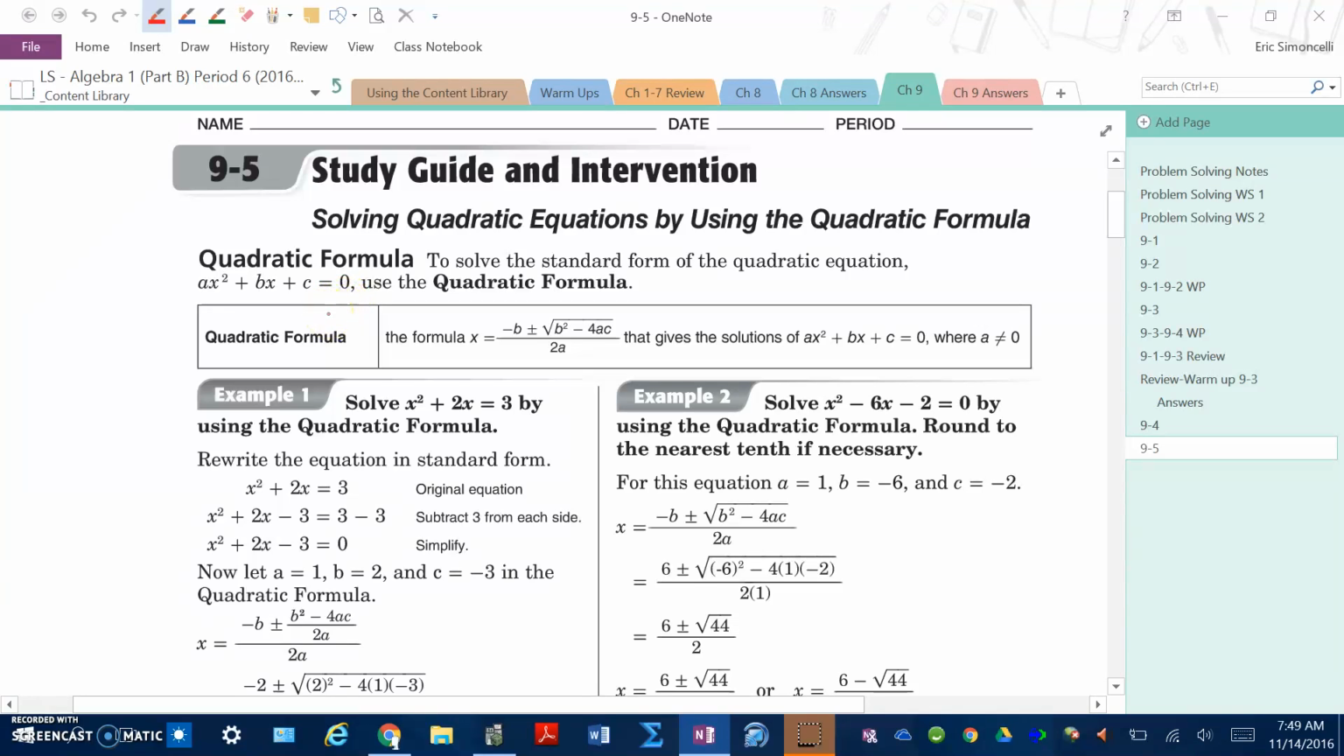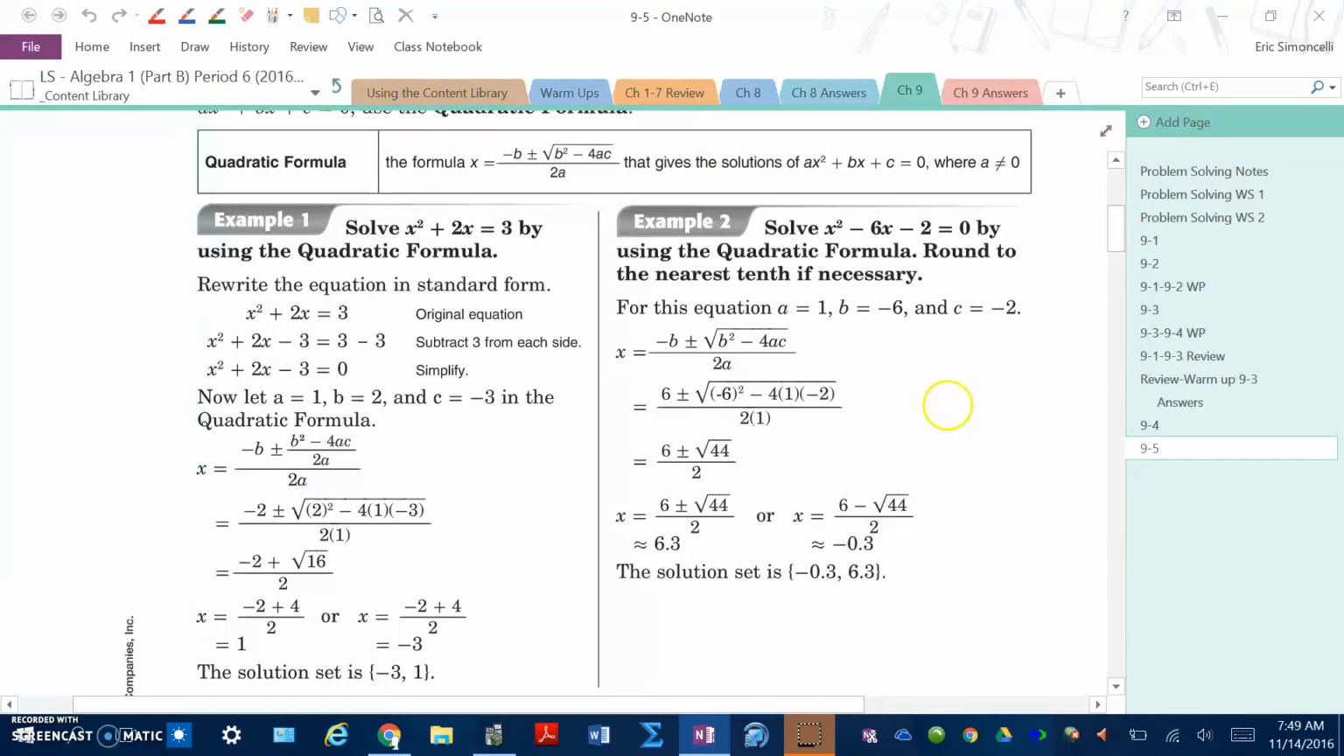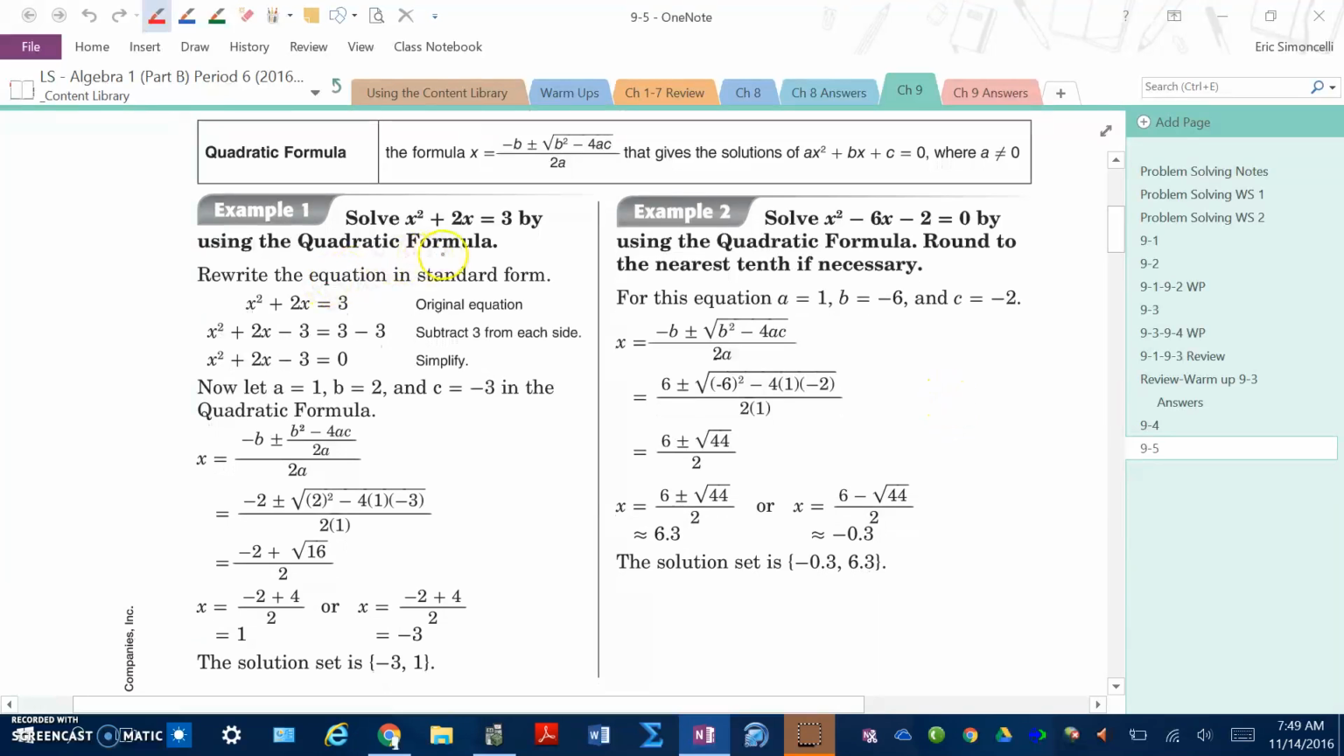So example 1. Solve x squared plus 2x equals 3 by using the quadratic formula. So it says rewrite the equation in standard form. Okay, so x squared plus 2x equals 3. If you subtract 3 from both sides, you get it set equal to 0, and that's what we want. Now we let a equal 1. We can see that a equals 1 in the equation. b equals 2. c equals negative 3.